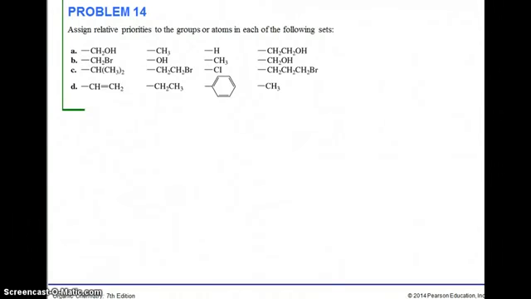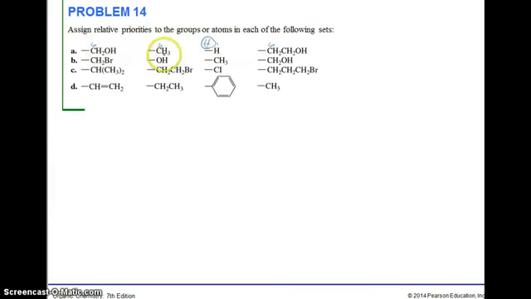Problem 14, Chapter 4. Assign relative priorities to each of these groups. Okay, for A, the first thing we need to do is look at the atomic number. The atomic number of carbon is 6 and hydrogen is 1. So automatically, hydrogen is going to be the fourth priority.